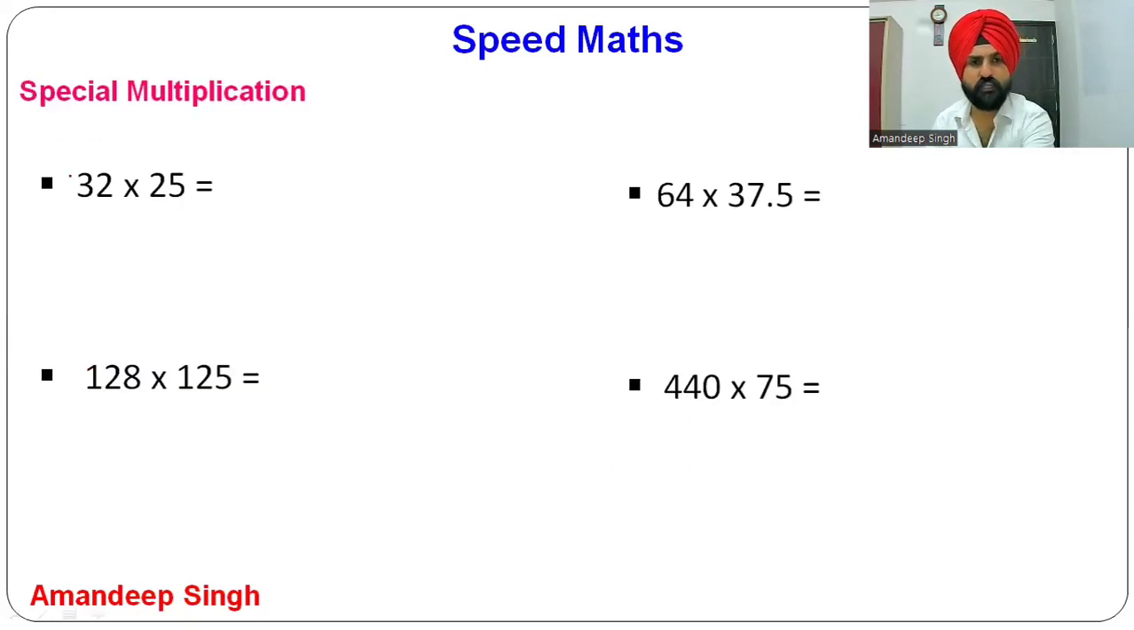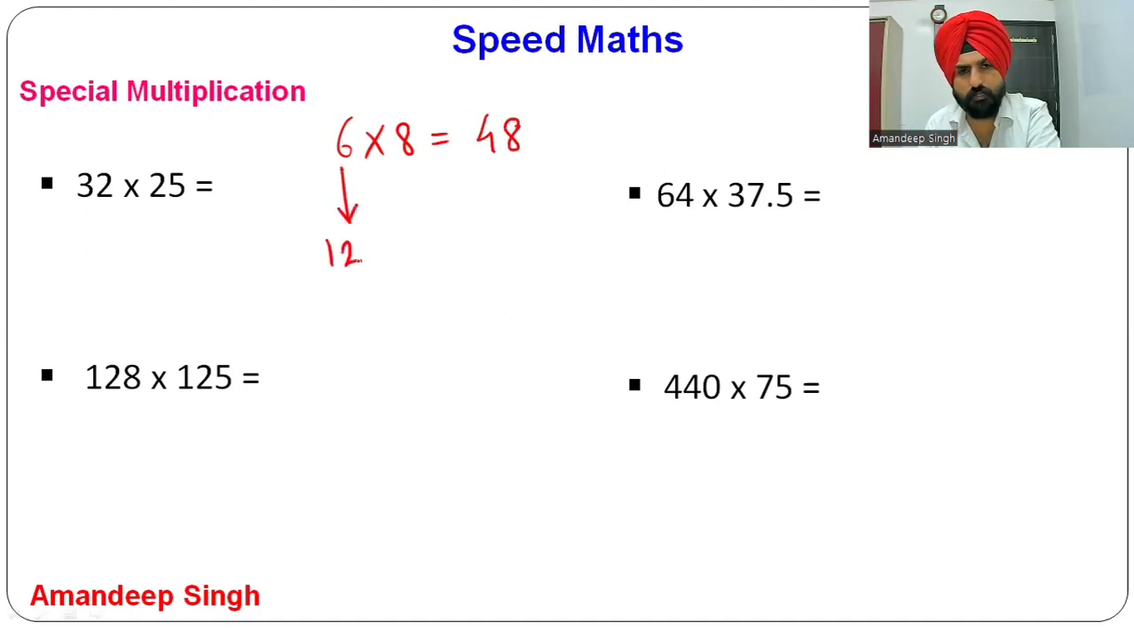It is special multiplication. Now, if you carefully observe, they are asked you 32 into 25, 120 into 125, 64 into 37.5, 440 into 75. See, there's a very basic logic. If you're multiplying, let's say 6 into 8, what do you got? You got 48. What if I double this number? So double of 6 is 12 and half of this number. The product will be still same, 48.